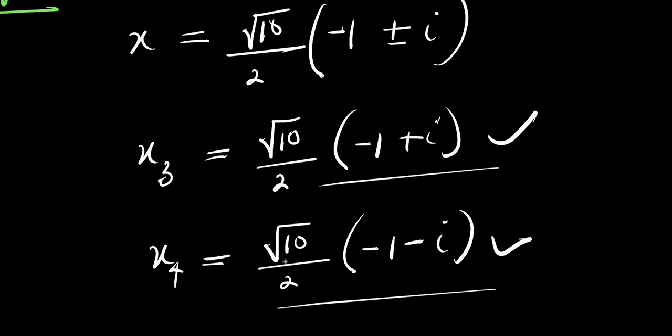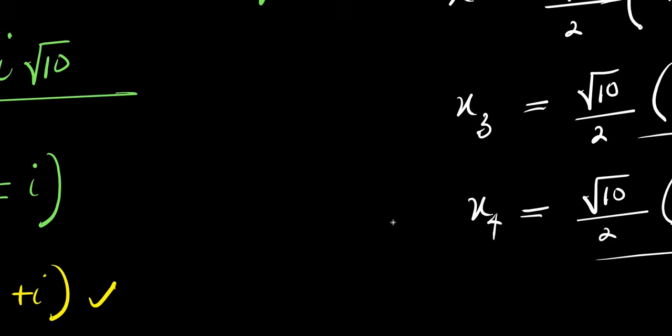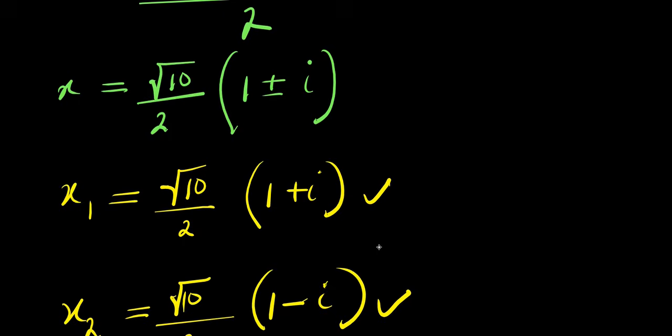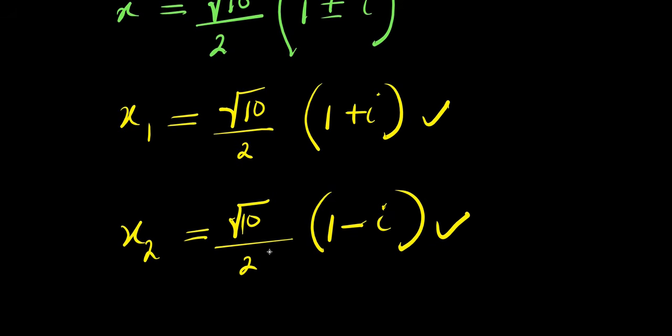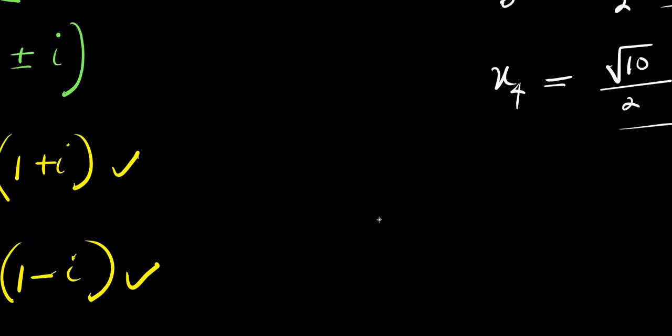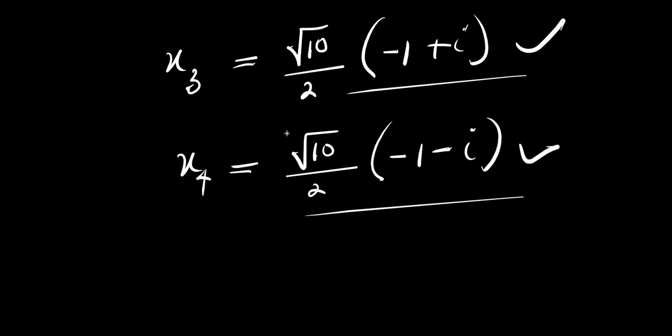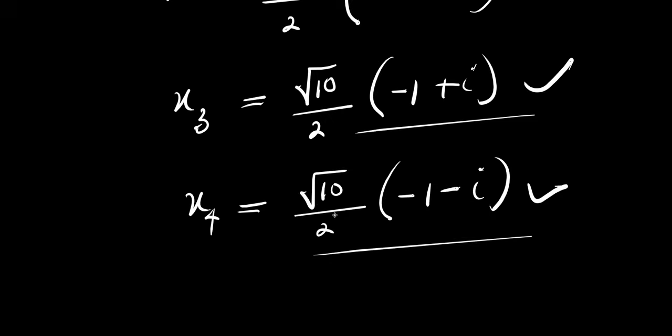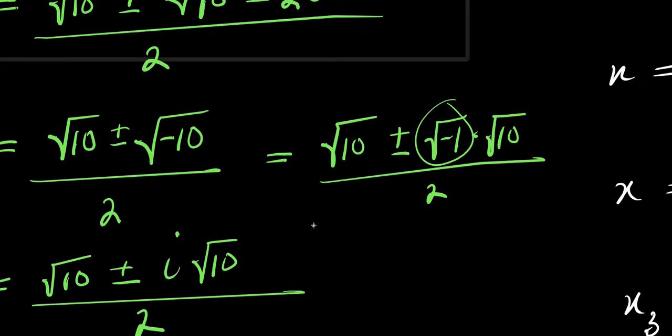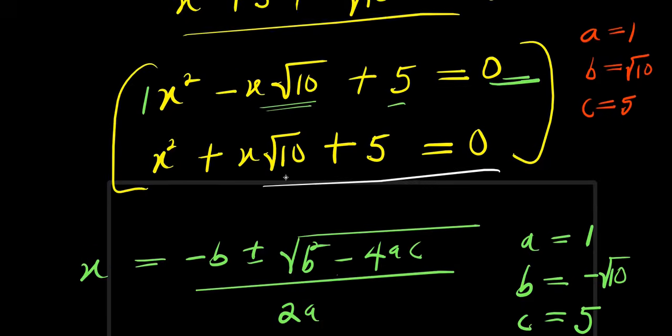4 complex values for x. So we have x1, x2, x3, and x4. So ladies and gentlemen, those are the 4 solutions that we have gotten so far.